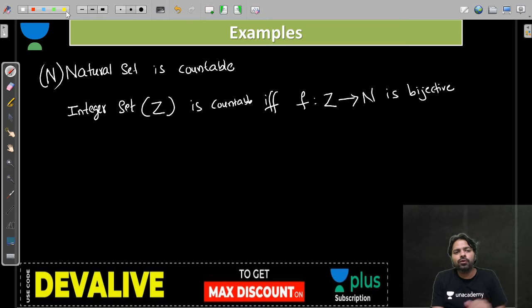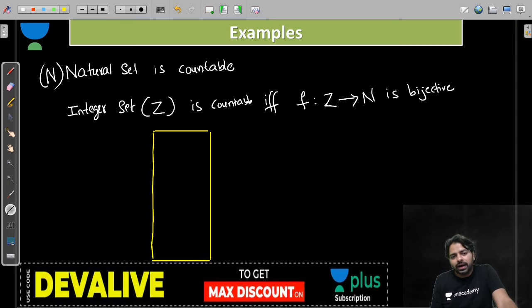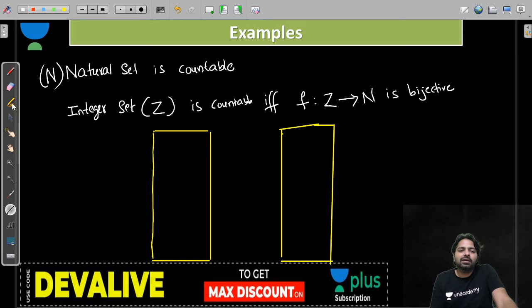Now focus on how to prove this function is bijective. Z is something like this. Let us say Z is the domain here, and N is the codomain here. Now I have to prove f is bijective. This is Z and this is N, and we are mapping from Z to N and trying to show it's bijective.